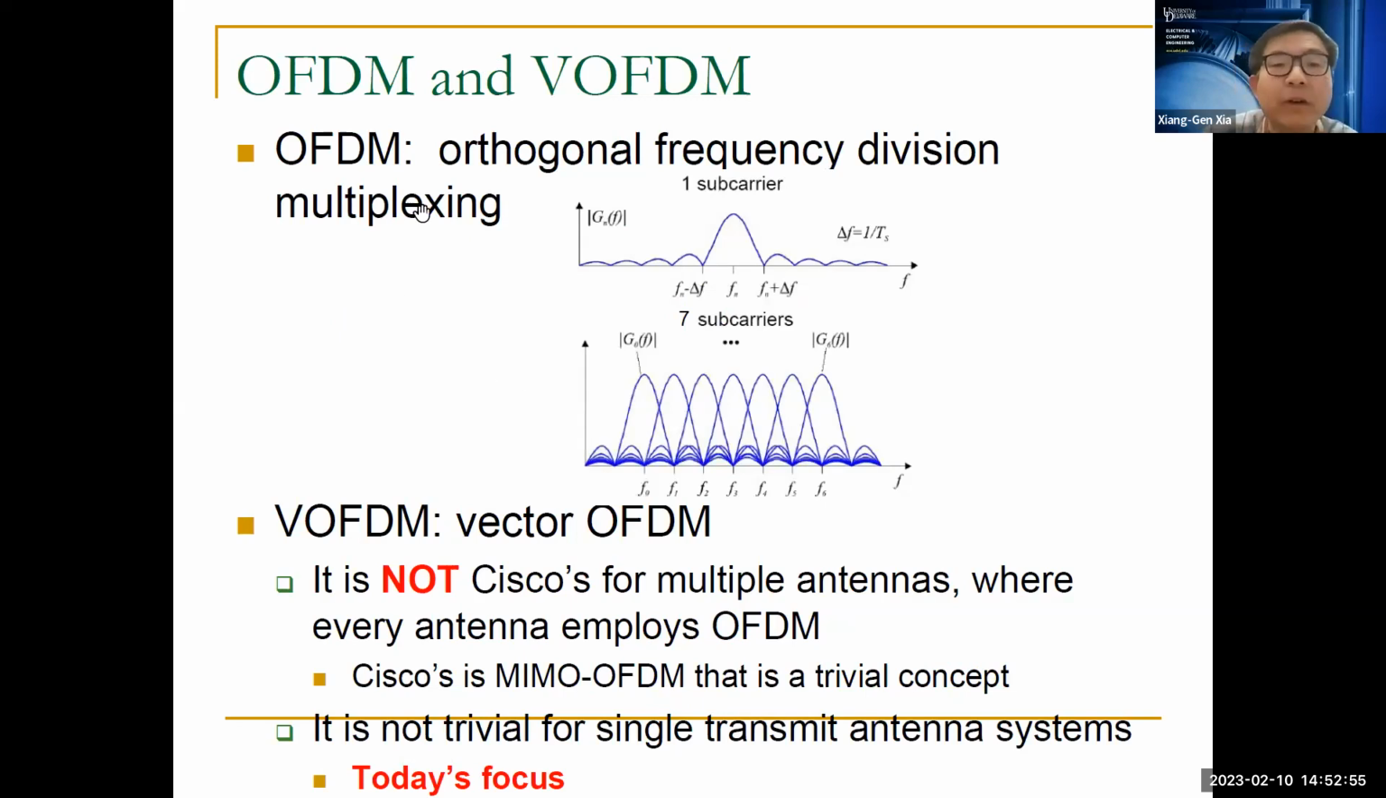Let's first briefly talk about OFDM. Okay, it's a very simple idea. Now, OFDM, this is one carrier, then there's seven carriers. And the VOFDM is not Cisco's MIMO OFDM, right? Cisco also has the same name, VOFDM, but that is for MIMO OFDM. And from every antenna to every antenna it is basically still OFDM, all right? It's kind of trivial in terms of understanding. However, it's not my setting here. The VOFDM I'm talking about today is not trivial, and it is for single antenna systems. Okay, so this is today's focus.